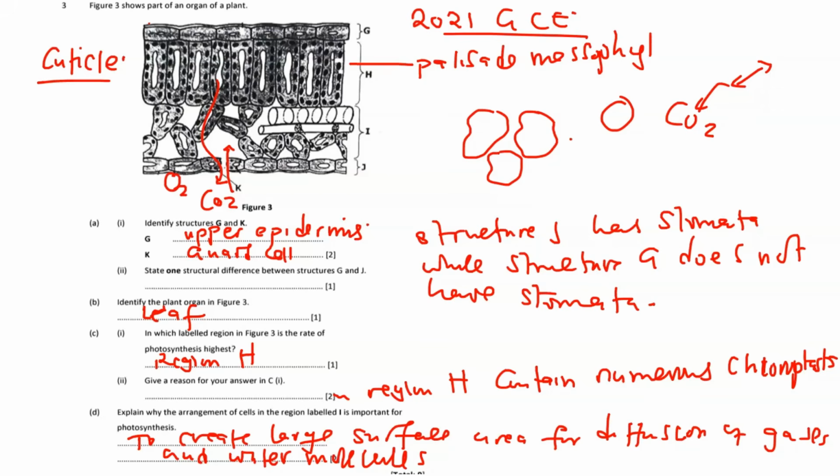But remember, this opening, which is called the stomata, also is where water diffuses out of the leaf. That is the process of transpiration. So very important to look at, it creates a large surface area for the diffusion of gases and also water molecules. And that answers the question fully. So this is what we had in 2018, in 2021 GCE. Let us look at perhaps the other question.